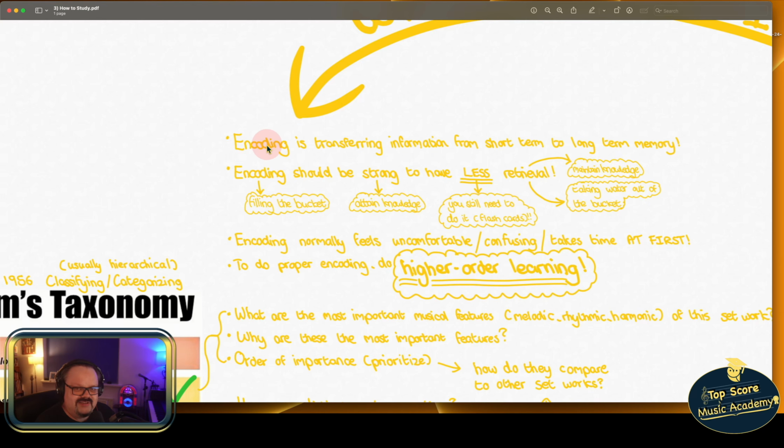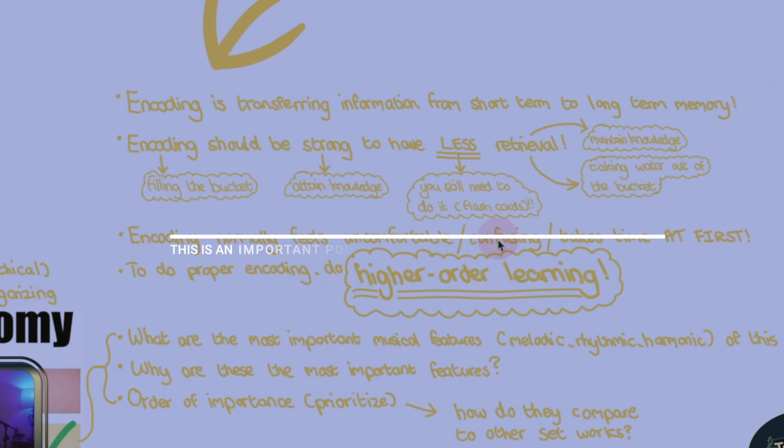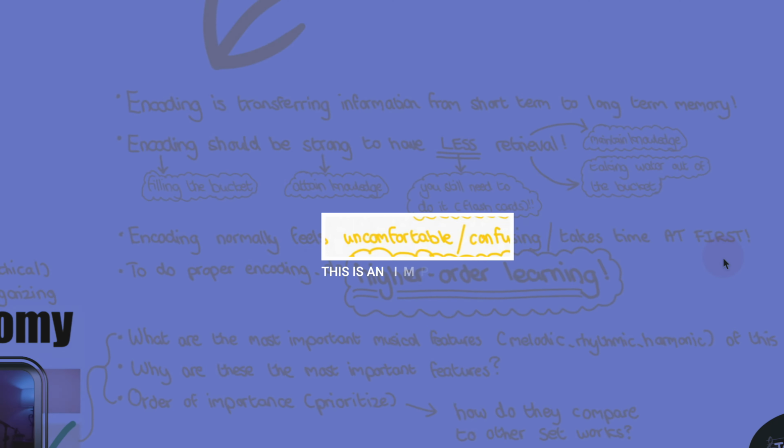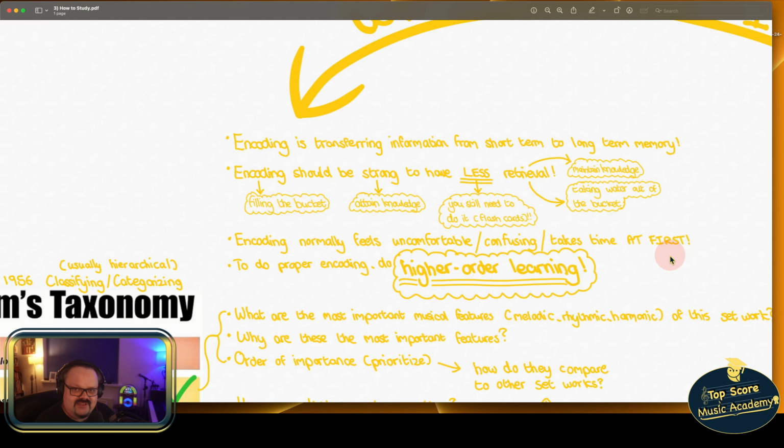When you're doing encoding, pushing things into long-term memory through using mind maps, it can feel very uncomfortable the first time doing this, guys. It can feel quite confusing, and it takes time at first. The more you do it, the easier it gets, the better it gets, and the more you remember. It will feel a bit unnatural the first time, but if you keep practicing it, you will get better at it.